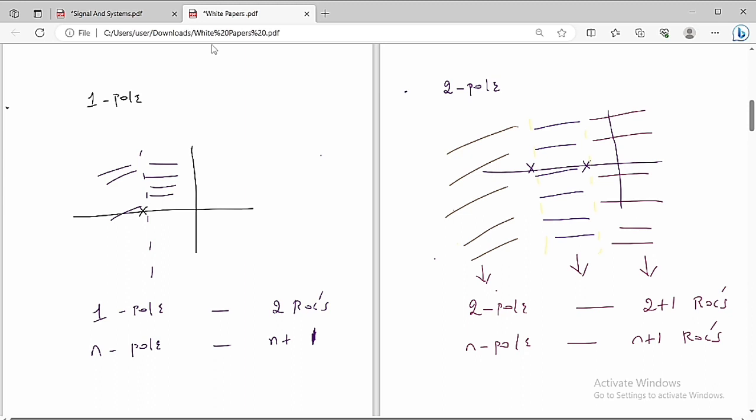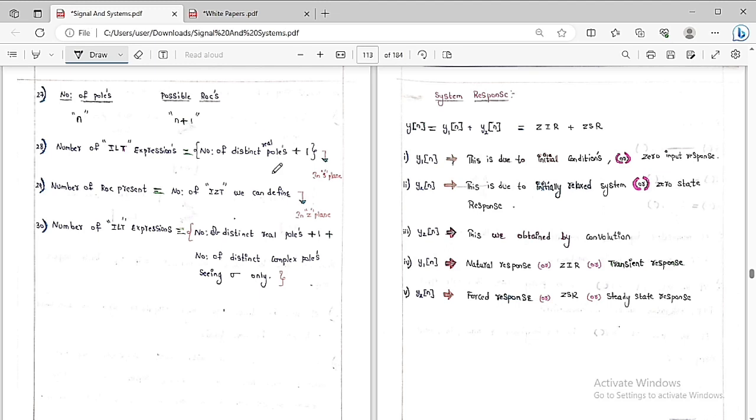So with n poles, n plus 1 possible ROCs means this number of signals you can get from this expression.